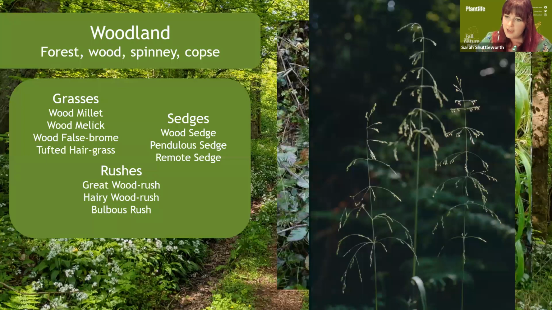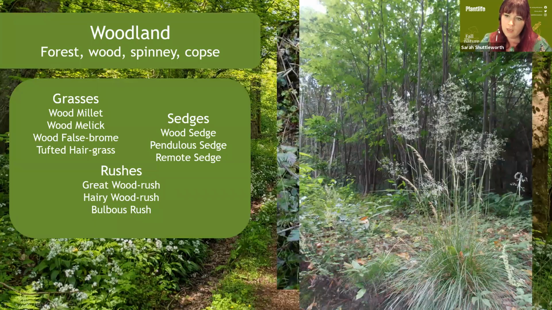Wood millet, so called because it looks a bit like a crop millet, with a big panicle inflorescence, and then these little rounded spikelets give it quite a distinctive look. A lovely grass to find in the woodland. Another one that could be similar but actually has much more delicate and less round little spikelets is the tufted hairgrass.